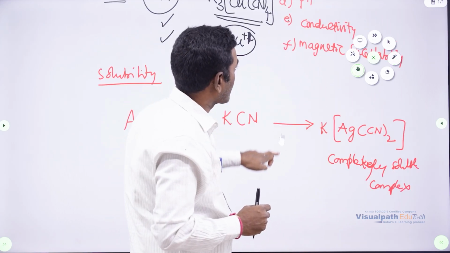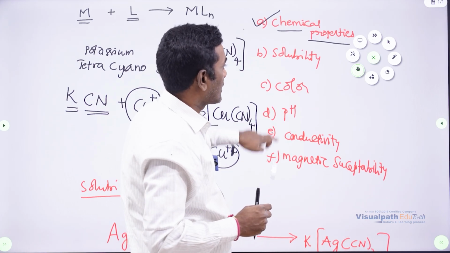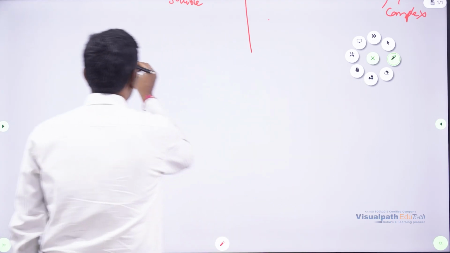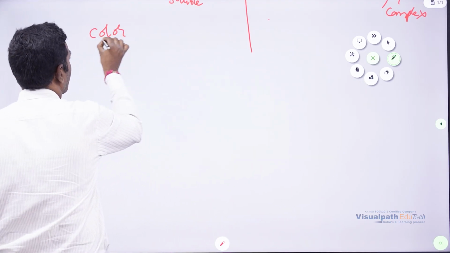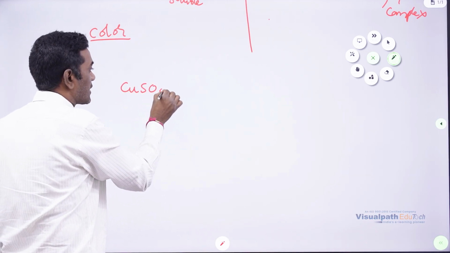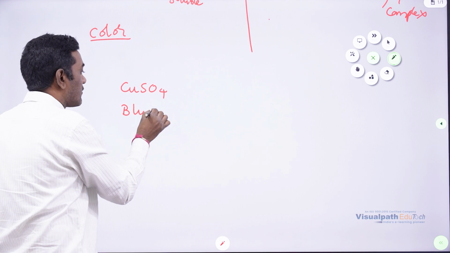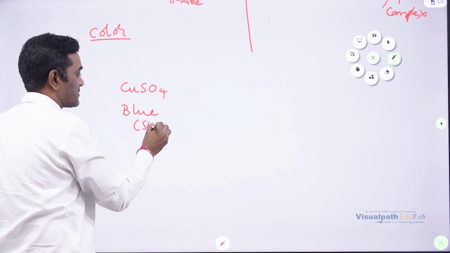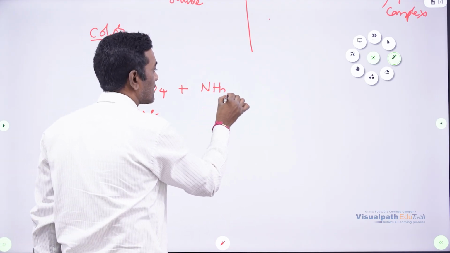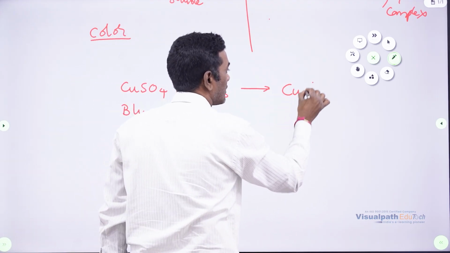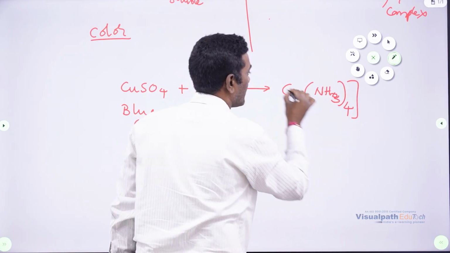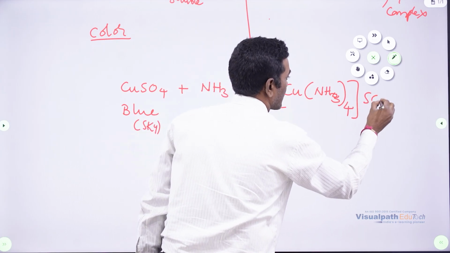Now we are going to discuss the third factor, which is color. Let us see how color helps to indicate complex formation. If you are looking at copper sulfate, the color is blue, a very light blue, just like a sky blue color. Once after forming a complex with ammonia, it is going to give you tetraamminecopper(II) sulfate.